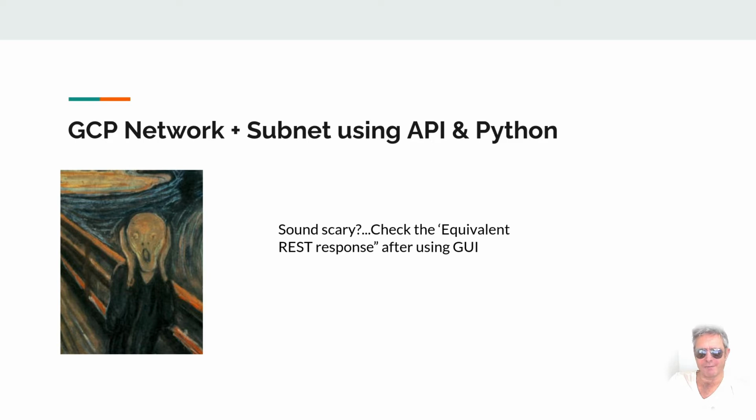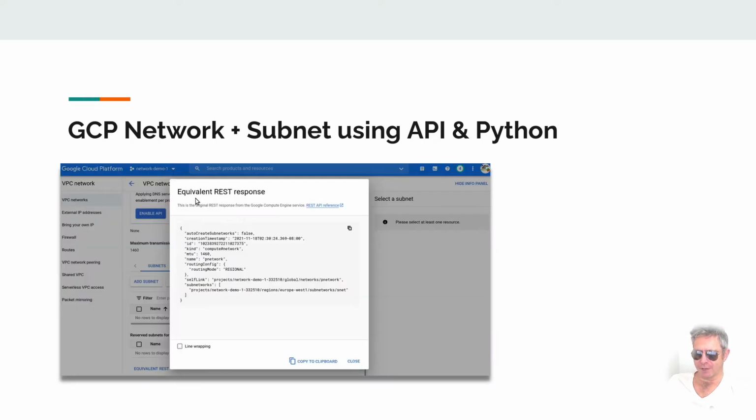So what we're going to do next is think about how we can actually create our syntax, but we need a little bit of help because creating the JSON or the dictionary is not entirely straightforward. You need to kind of know the syntax. So you can use the equivalent REST response, which you can get by using the GUI first off. There's no harm in using the GUI to actually create your first network. In fact, I'm sure that's how everybody would recommend it.